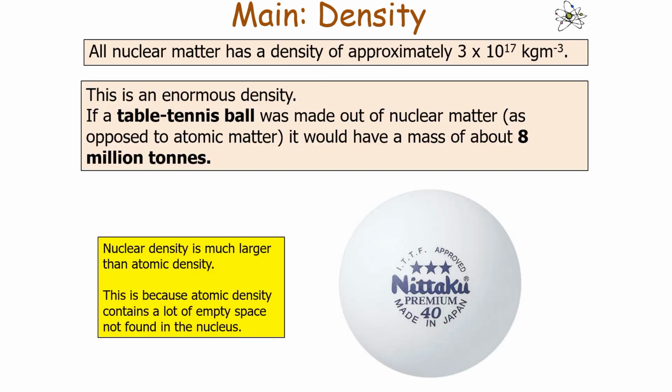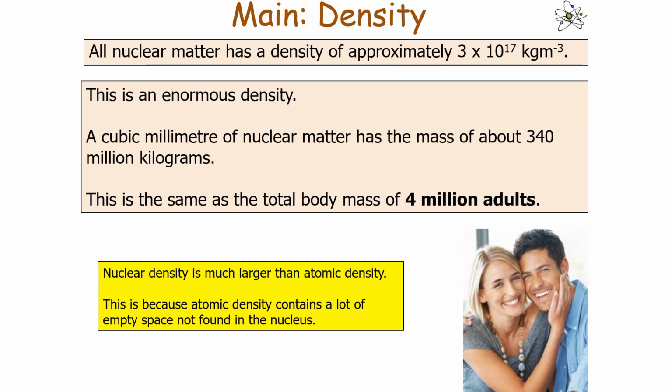If a table tennis ball was made out of nuclear matter as opposed to atomic matter, it would have a mass of about 8 million tons. Now please do remember that nuclear density is much larger than atomic density because an atom contains lots of empty space not found in the nucleus. Again, a cubic millimetre of nuclear matter has a mass of about 340 million kilograms, which is about the same as the total body mass of 4 million adults.